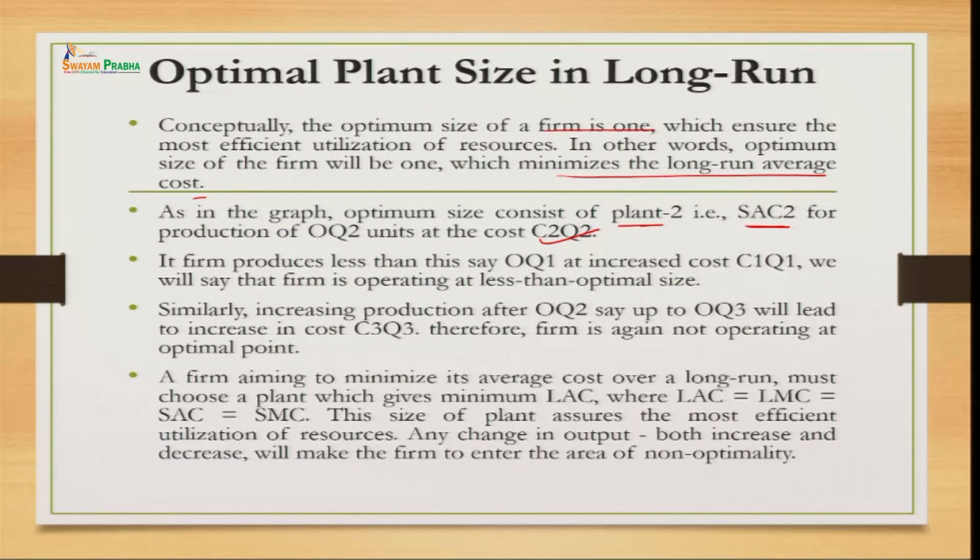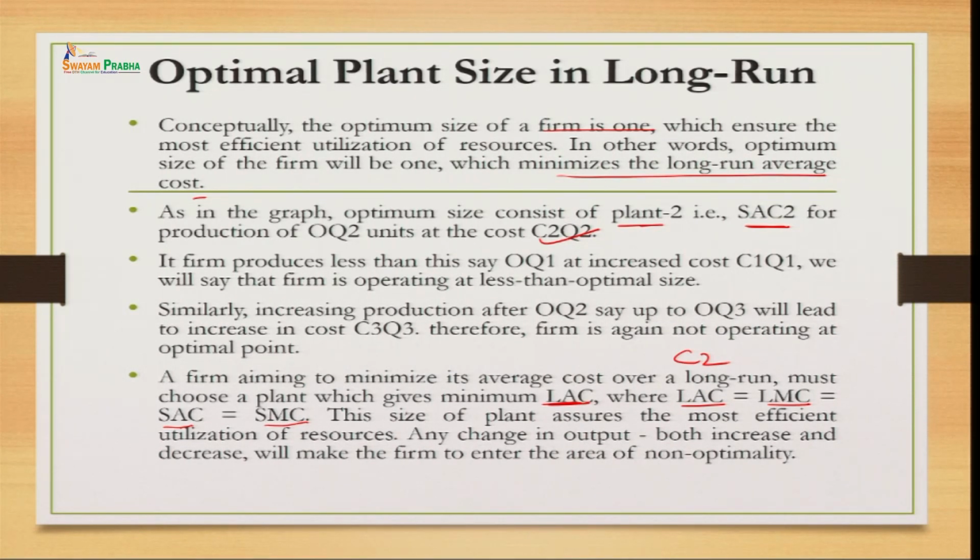These are the explanations given here, which we have discussed already. Like I said, on the LAC curve, C2 is the point where LAC equals LMC, which again equals SAC and SMC. So, this is how you are going to understand the optimal plant size in the long run.